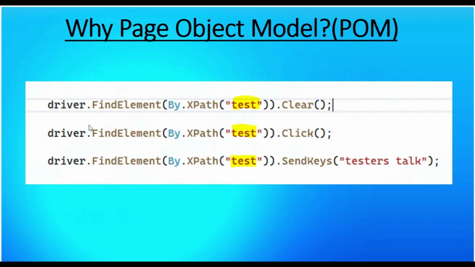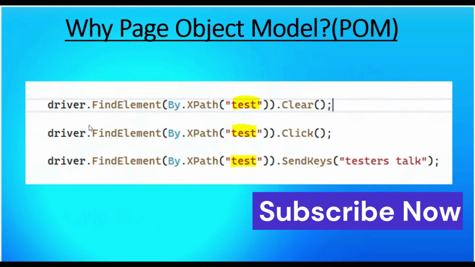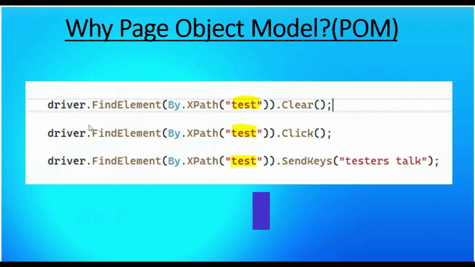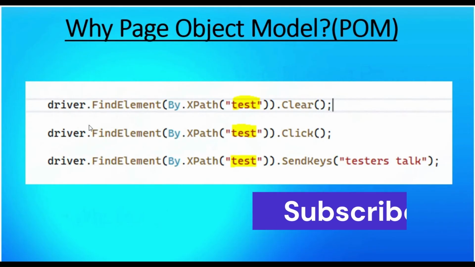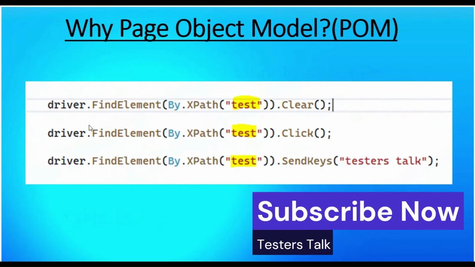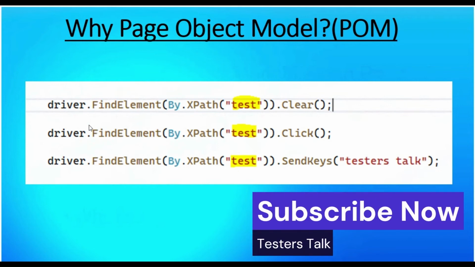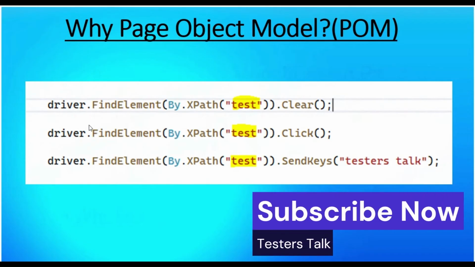If you look at the diagram, here I'm identifying the element and I'm performing the action. And if you look at the locator value, I have highlighted it in the yellow color, but in each of the lines, I'm performing a different action on the element. Firstly, I'm clearing it. Second method is a click method, and third method is send keys. But in these cases, the locator value is the same and we are hardcoding that particular value.